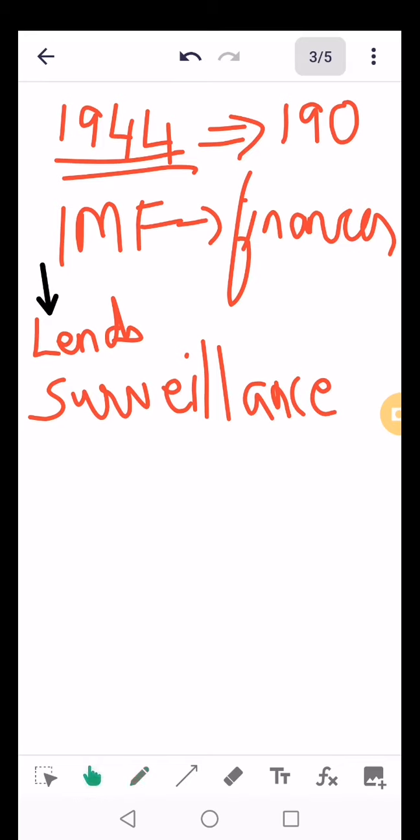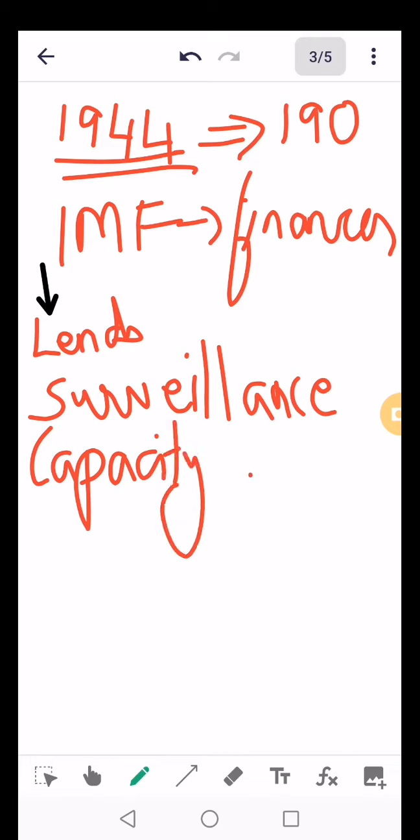So it's even playing the role of surveillance, right? So this also is one of the functions. So it provides finance, it lends, surveillance, capacity building. IMF provides technical assistance and training to these member countries. Okay, and that way it is helping in capacity building. So it is doing surveillance, now it is doing capacity building also. It is engaged in capacity development.